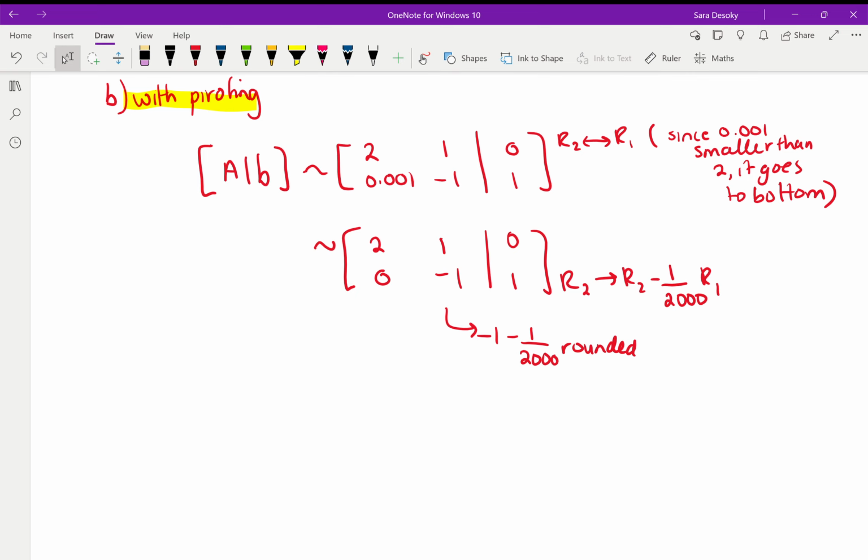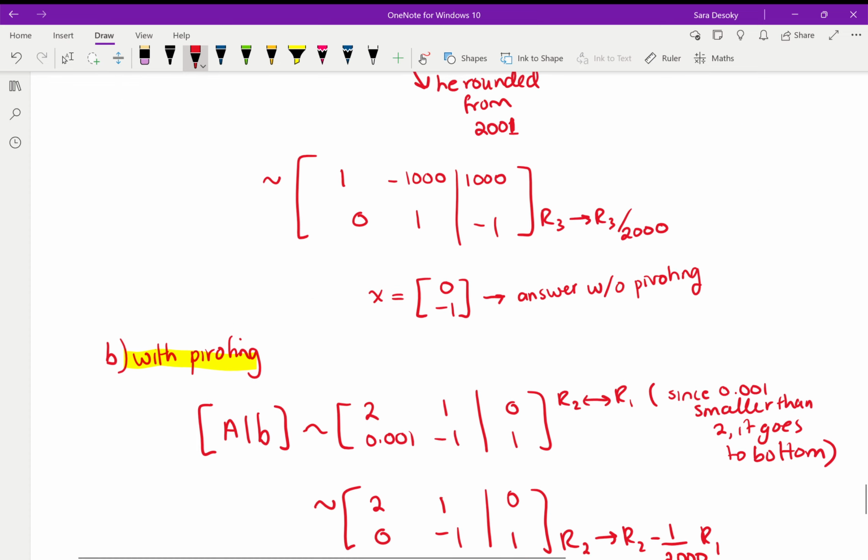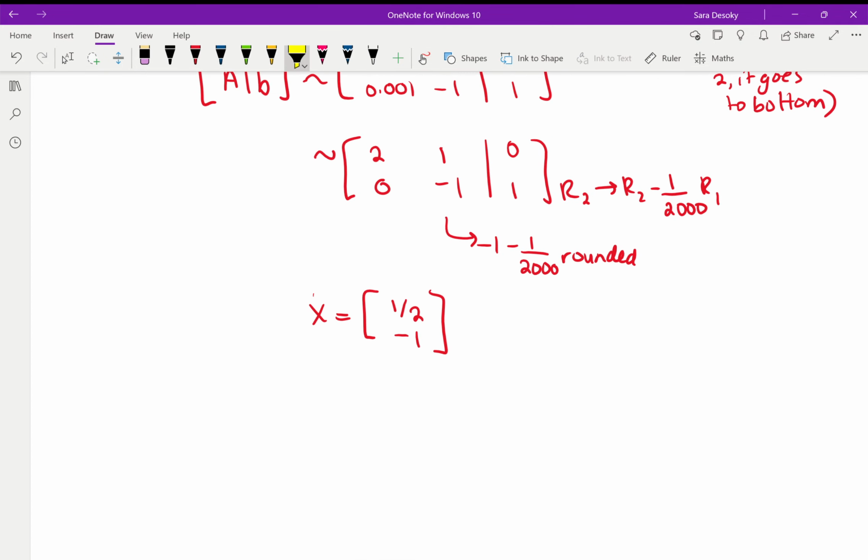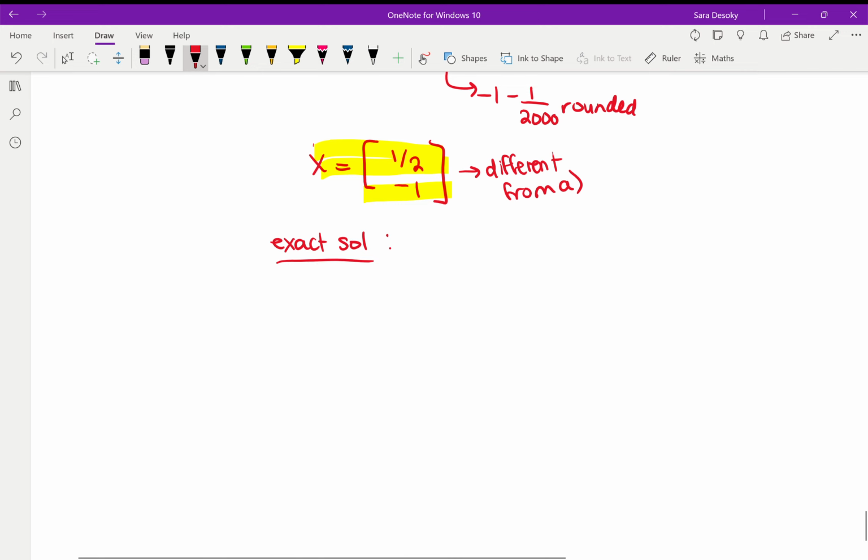Solution: 1 over 2, minus 1. Different. This is just magnifying what goes on in the final decimal places with regular floating point arithmetic. The exact solution is this number and this number. Which is better?